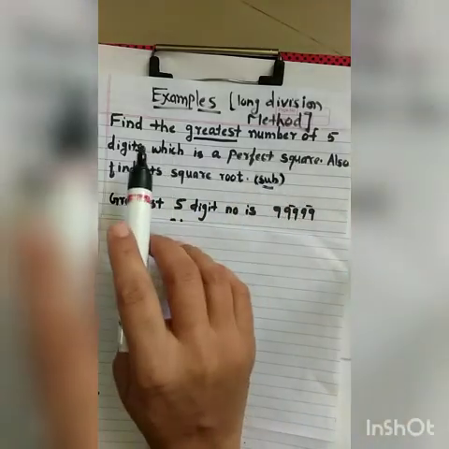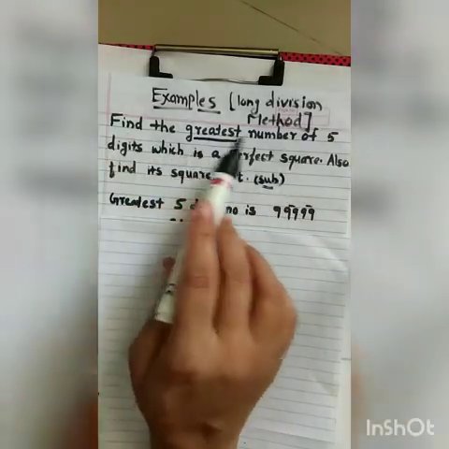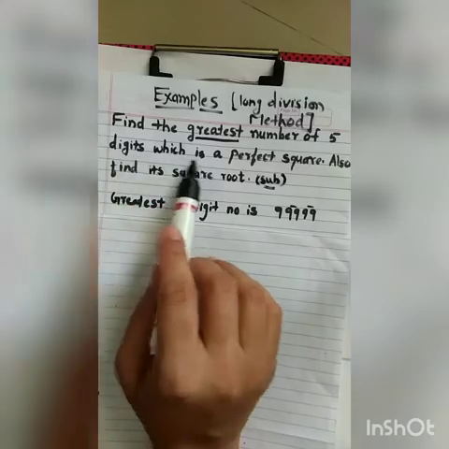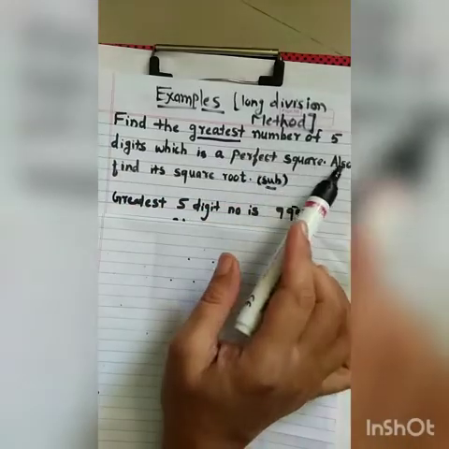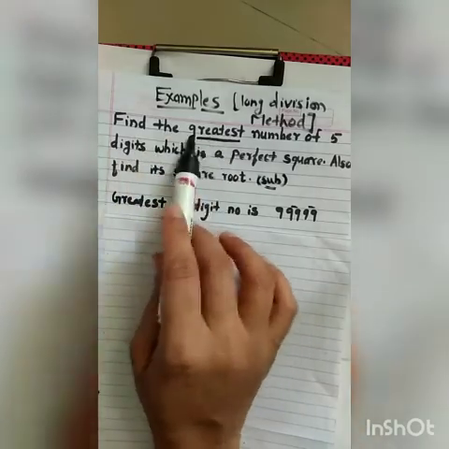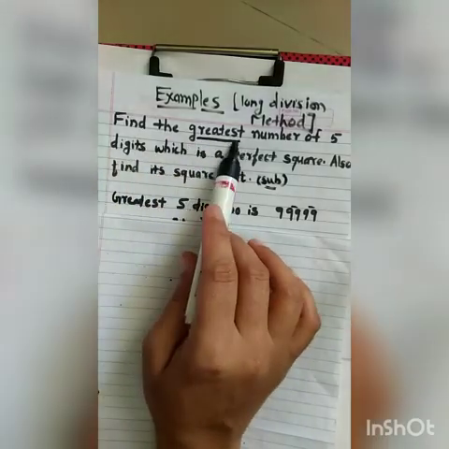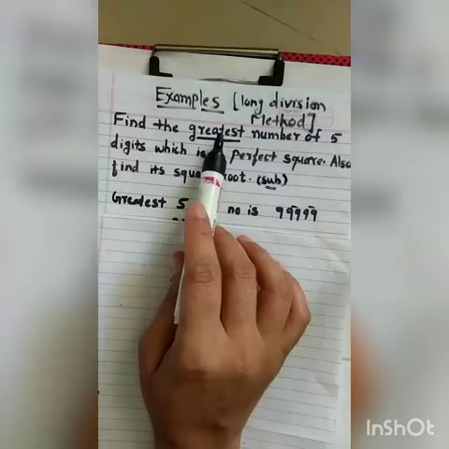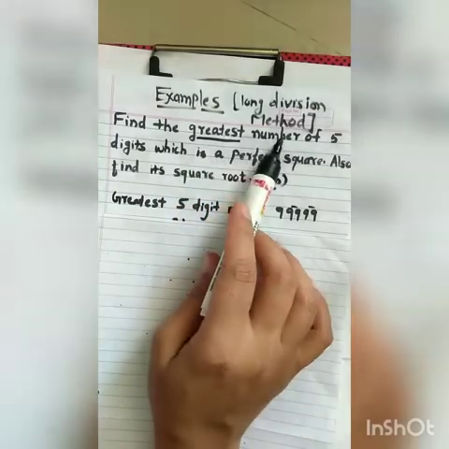Let's see what is the question. Find the greatest number of 5 digits which is a perfect square. Also find its square root. Here the word is greatest. I have underlined it. Now you don't have to get confused when it is written the greatest number.